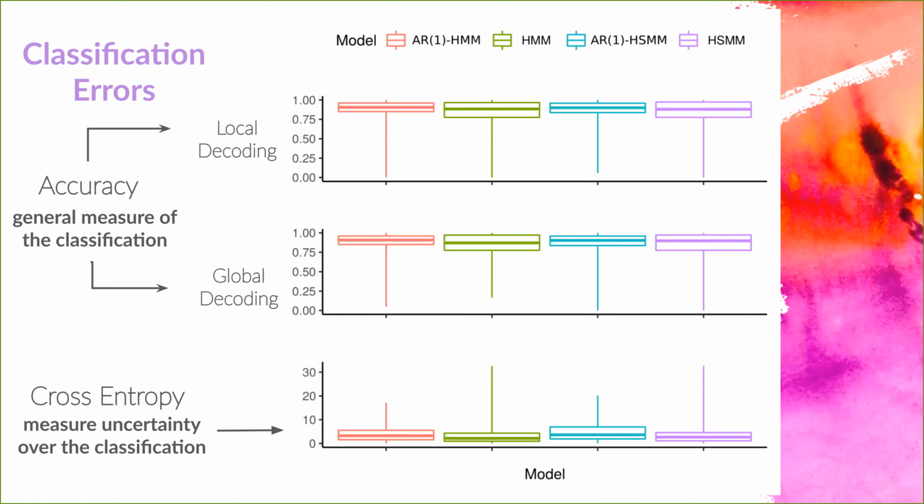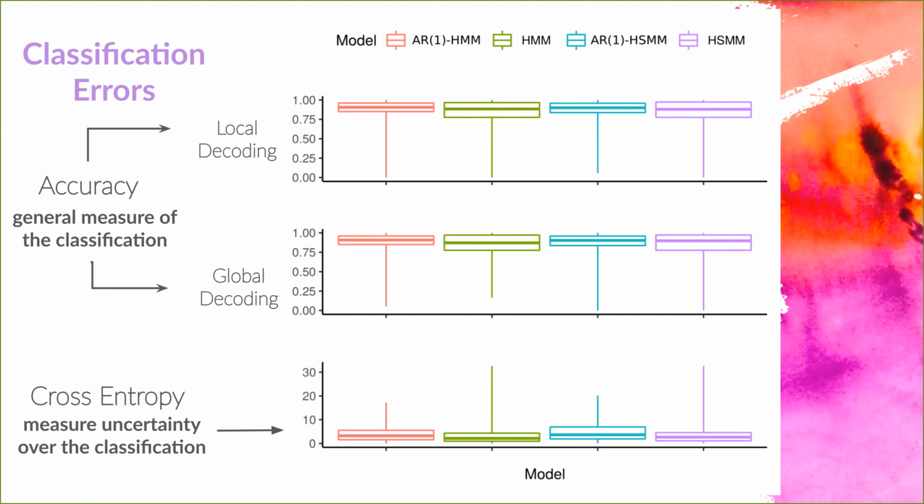And well, finally, these are the results for the classification errors. We measure 2 different indexes to measure the classifications. We measure the accuracy to have a general idea of the performance of the classifications for the 2 algorithms. And we also measure a cross entropy index to measure the uncertainty over the classifications.